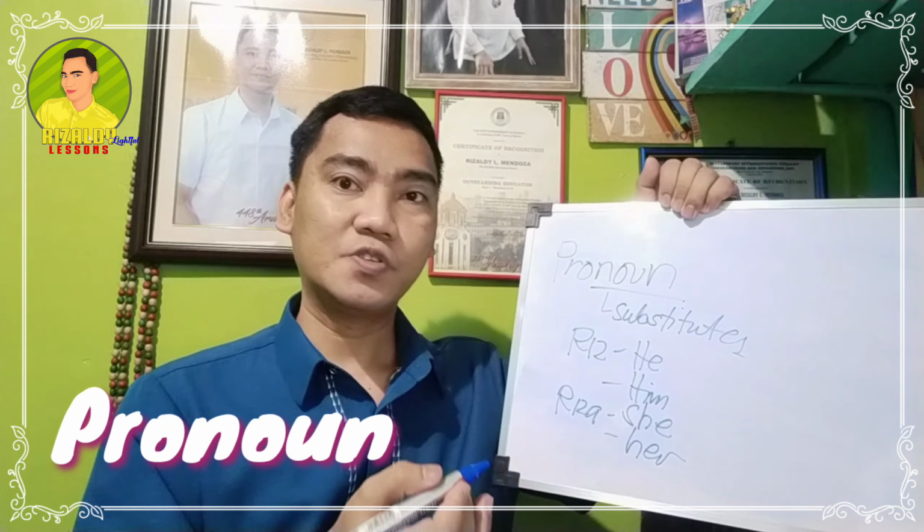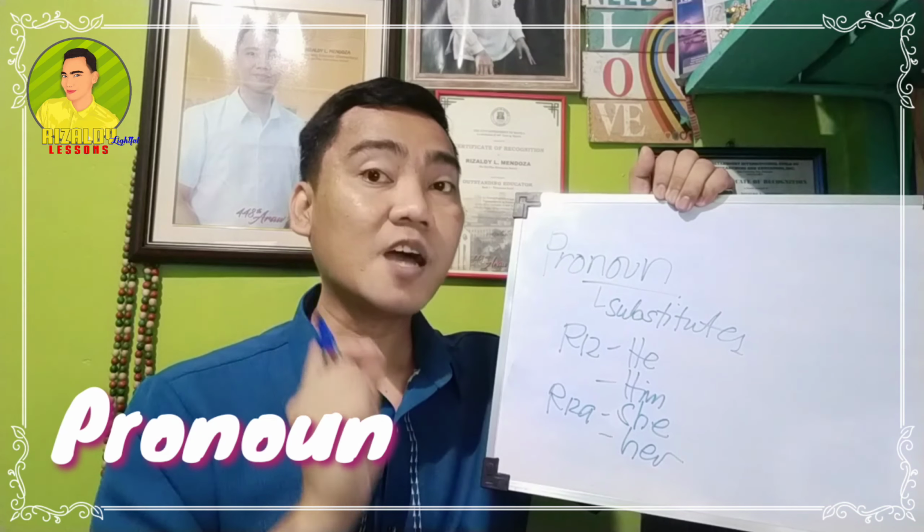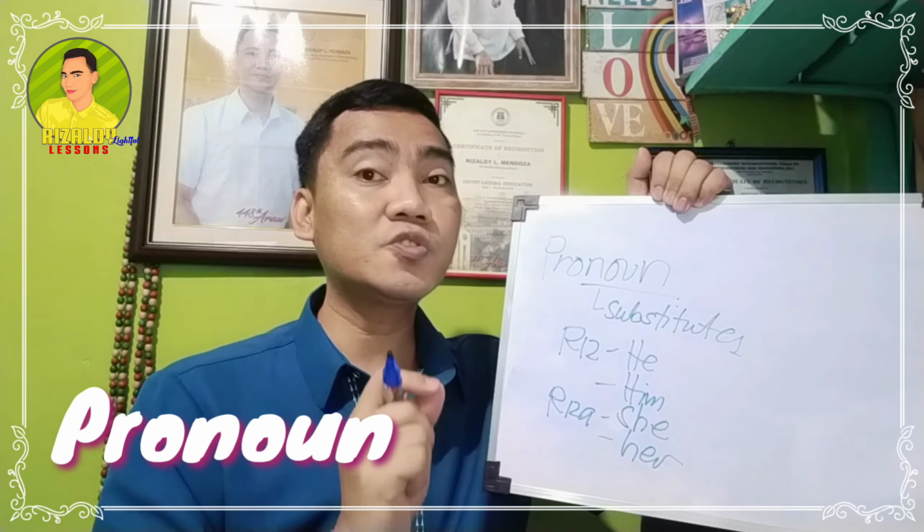So you may also use, for example, Riza. And we know basically Riza is a name of a girl, right? So you may use she to substitute Riza in a sentence. Or you may also use her. So that is all about pronoun. So pronoun, it substitutes a noun or a noun phrase. Episode for today, and we will talk about possessive pronoun.